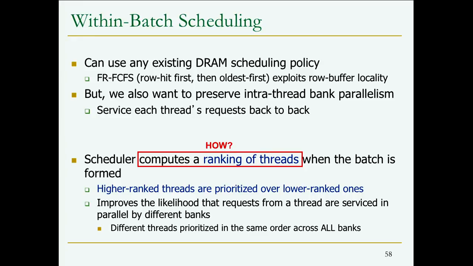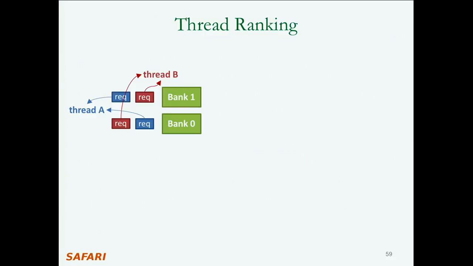The key question, of course, is how do you rank the threads? One option could be, at the formation of a batch, you form a random order across threads. It actually is not bad. It still preserves parallelism, but it doesn't preserve it as well as what I'm going to describe in a little bit. So let me give you an example.